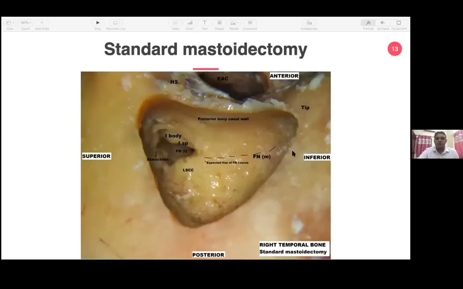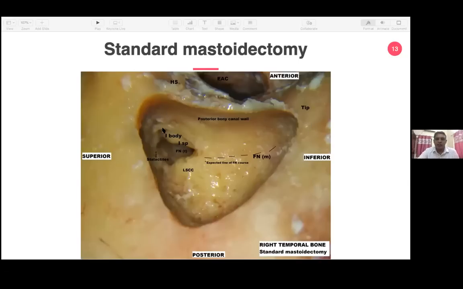Posteriorly, it would be the sigmoid sinus plate, and posterior superiorly will be the sinodural angle. This is all for cortical mastoidectomy. In a case of standard mastoidectomy, we are not going to define the tegmen mastoideum. We are not going to define the sinodural angle. We are not going to define the sigmoid sinus plate.